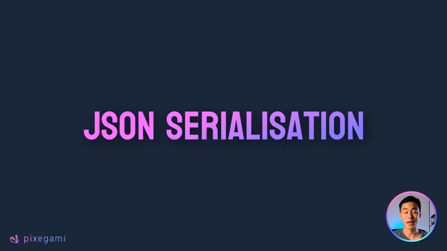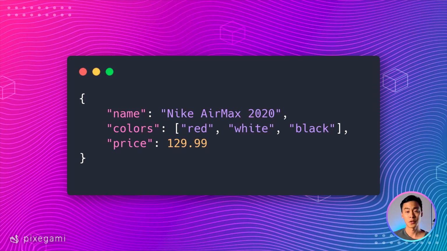Python dictionaries can actually serialize very nicely into something called the JSON format. And JSON stands for JavaScript Object Notation. Here's what a shoe object would look like in JSON format.